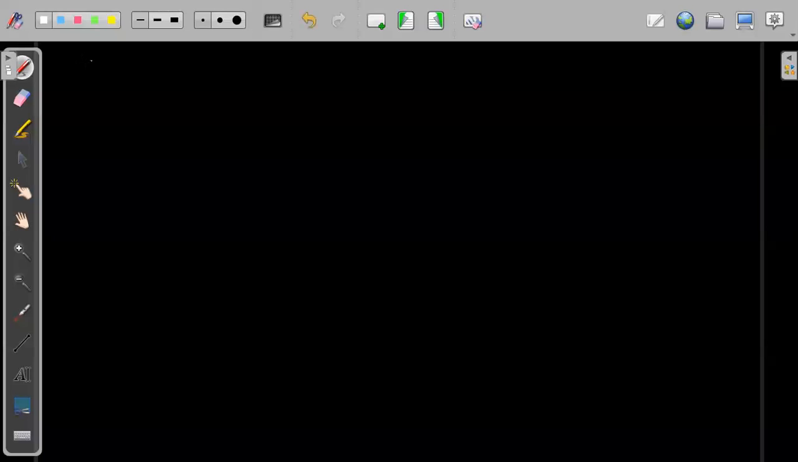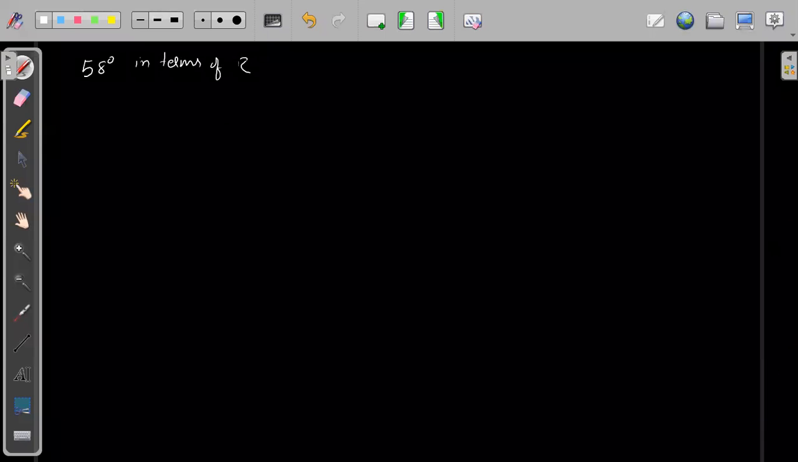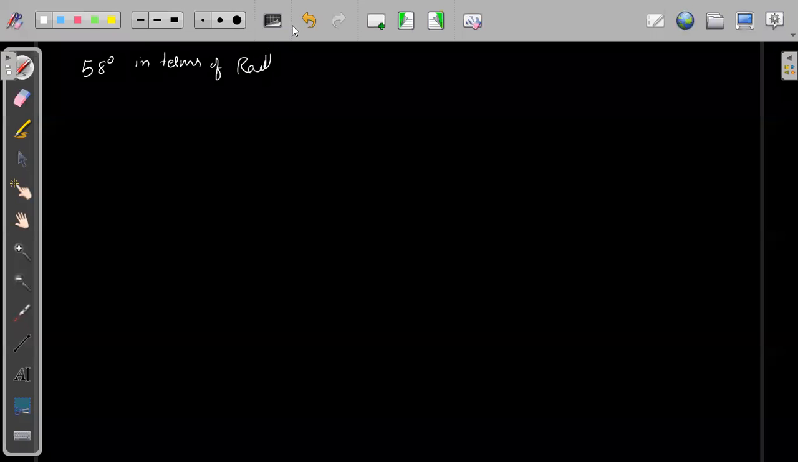Find 58 degrees in terms of radian. Convert 58 degrees in terms of radian. 29 pi by 90. Okay. Yeah, I think it is correct.